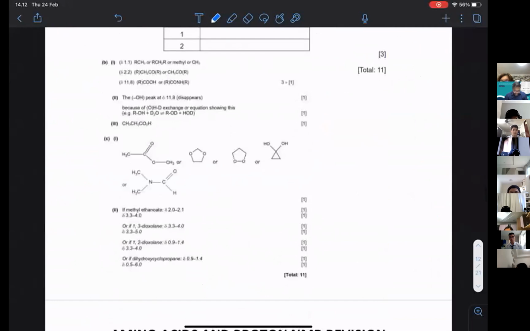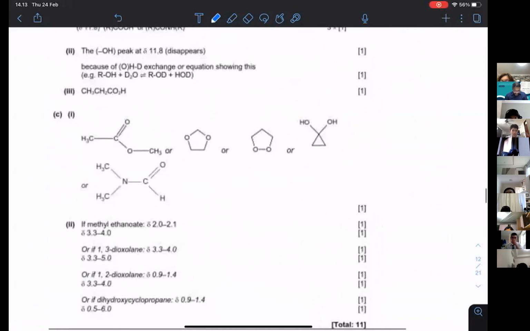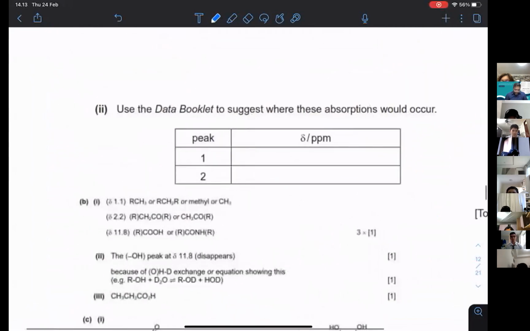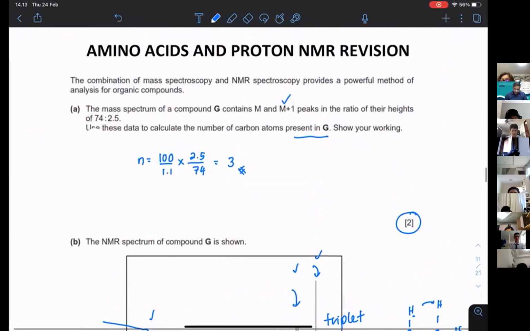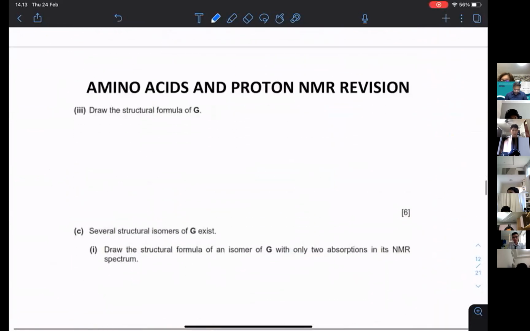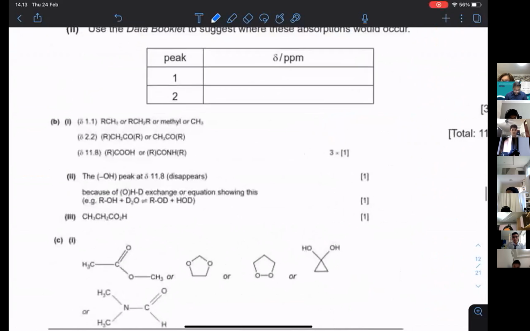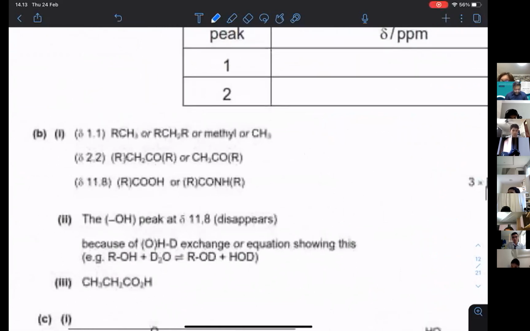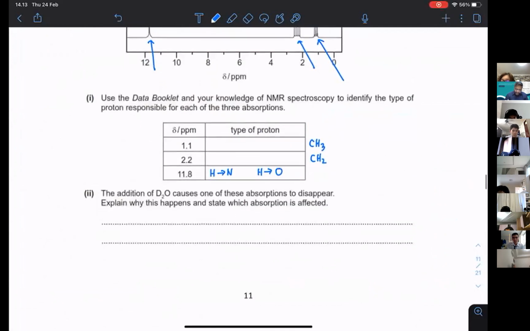If you look at the answer, they say methyl methanoate, so I think we are talking about ester. Hold on. This one is going to be compound G. If it is 1.1, then we are talking about CH3. So that one is okay. This one, CH3, is correct. The type of proton is CH3.